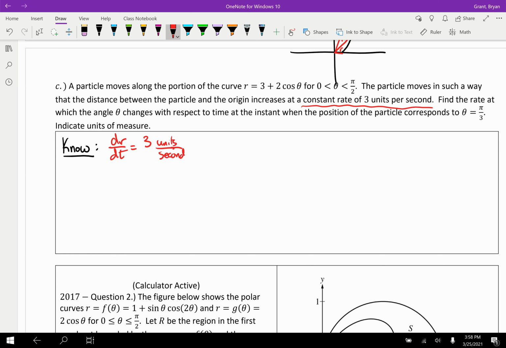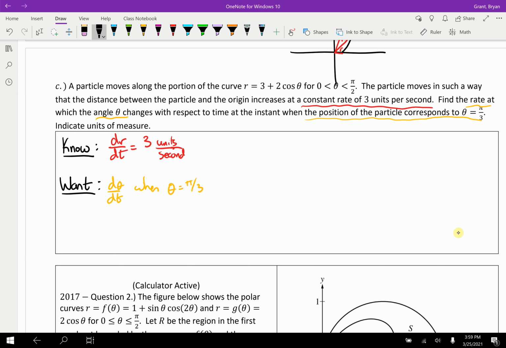Okay, what else? When we set up our related rates, we also need the rate that we want, right? A related rates problem gives the rate we know and the rate we want. What rate do we want? We want the rate at which angle theta changes. So we want d theta/dt, and this is when the position of the particle corresponds to pi over 3. So when theta equals pi over 3.